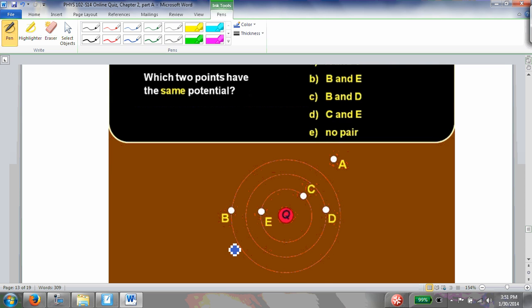Which two points have the same potential? Well, we're looking for equal potential lines. That's an equal potential line, E and C. So D is the right answer.